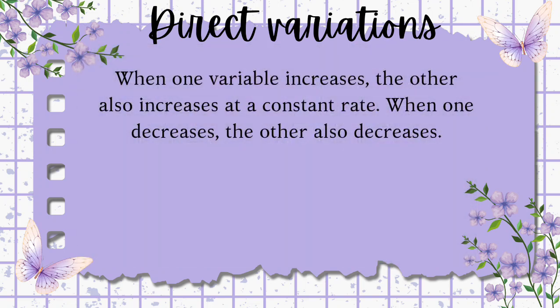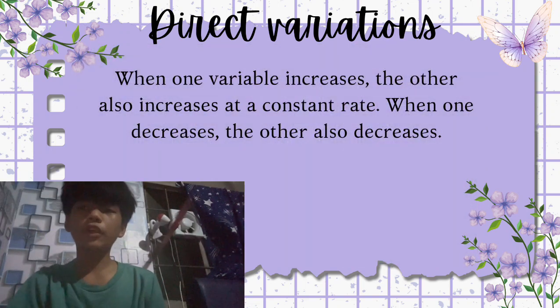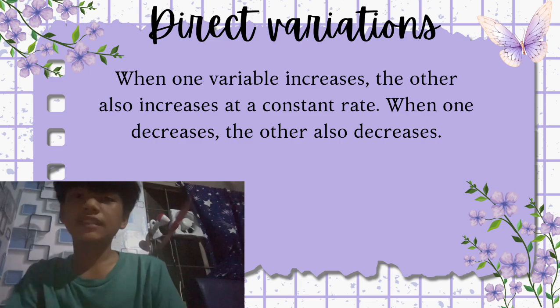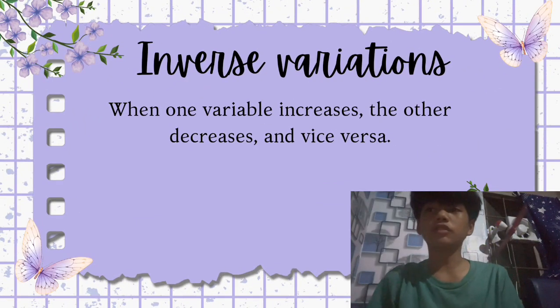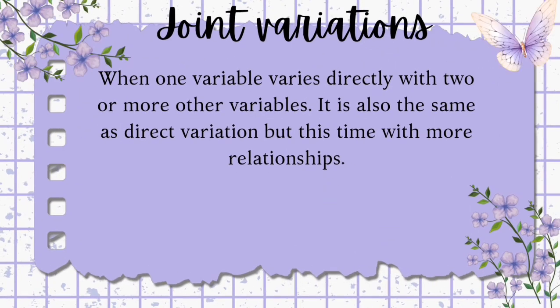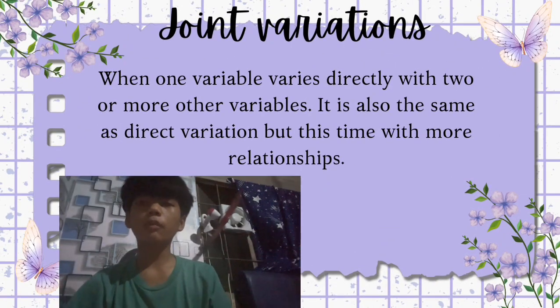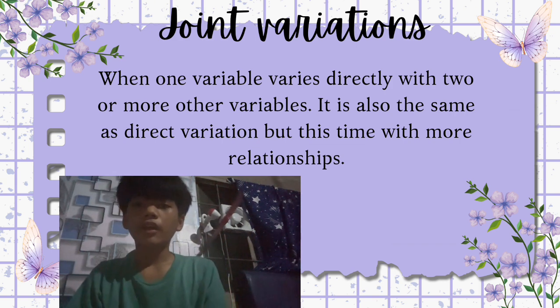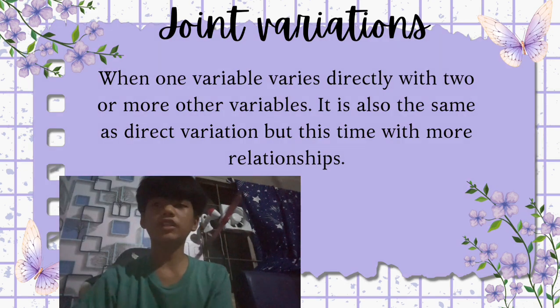That's direct variation. Direct variation: when one variable increases, the other also increases at a constant rate. When one decreases, the other also decreases. Inverse variation: when one variable increases, the other variable decreases, and vice versa. Joint variation: when one variable varies directly with two or more other variables, it is also the same as direct variation, but this time with more relationships.